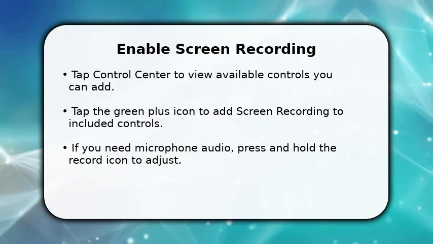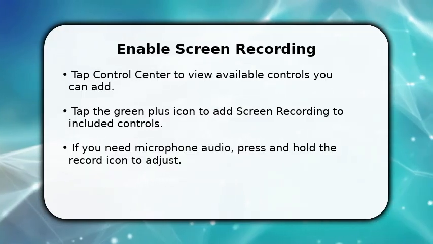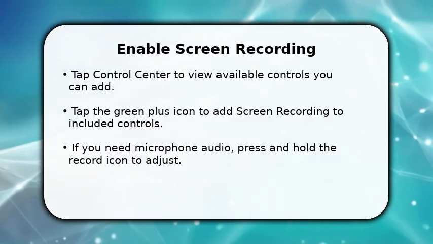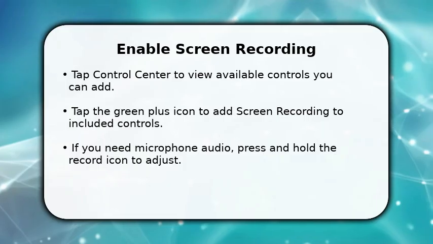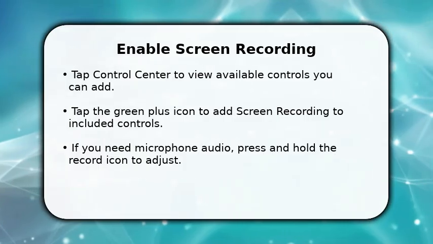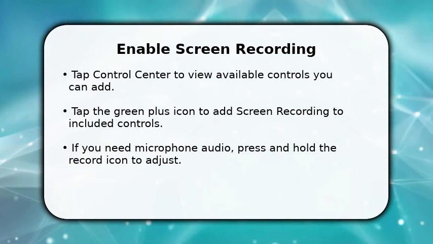Return to the home screen or the app you want to record before starting. Open Control Center by swiping down from the top right corner. If you need microphone audio, press and hold the record icon to adjust.